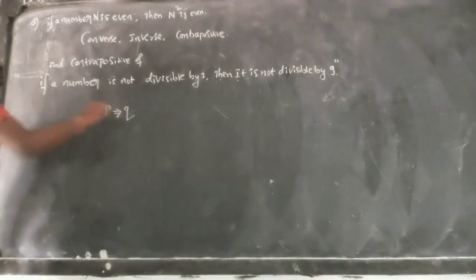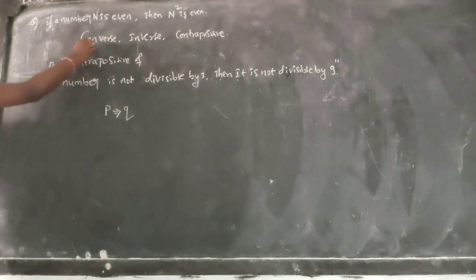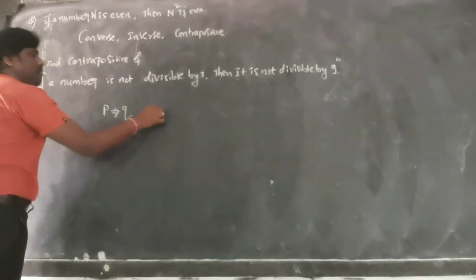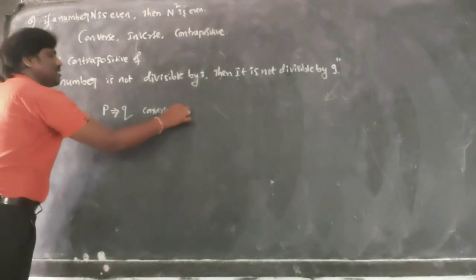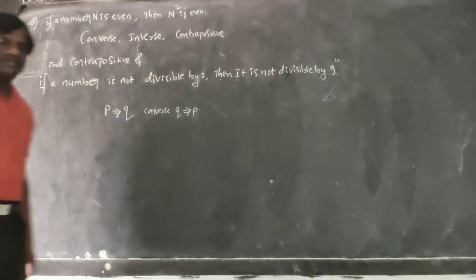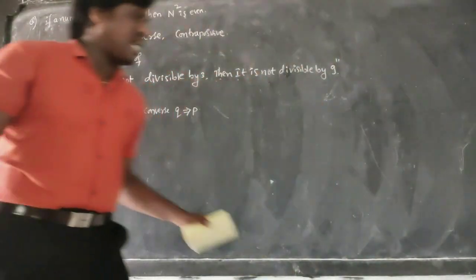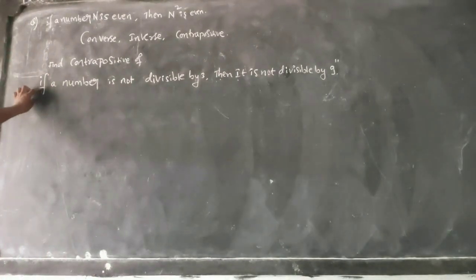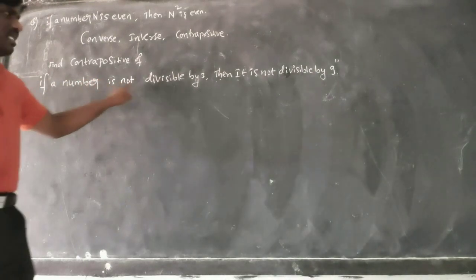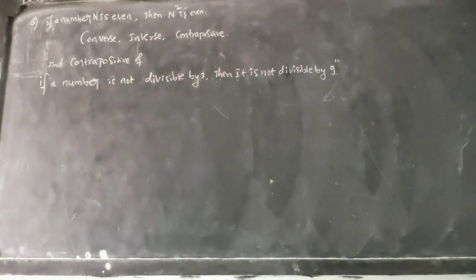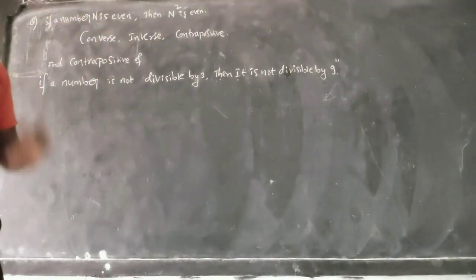Now P implies Q is a statement. Then the converse of the statement will be Q implies P. Q implies P is called the converse. For example, I will explain with an example. Suppose you have a conditional statement: if a number is not divisible by 3, then it is not divisible by 9.